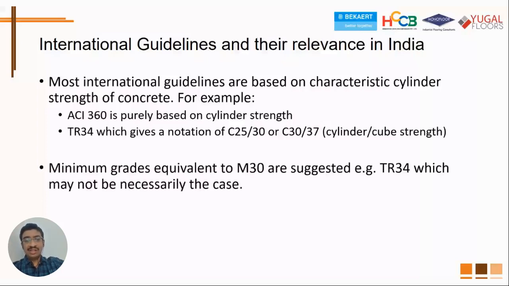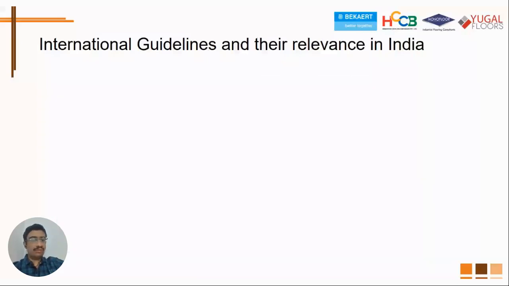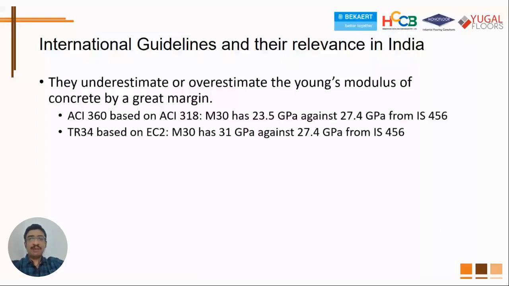This also has an importance for the properties itself, which I'll talk about later. But minimum grades, for example, TR34 gives you such a table where the starting itself is from M30, which may not necessarily be the case in a lot of our sites, because of the availability of materials and so on, or the design need itself. So this is a question that again we need to ask, and also depending upon which code you're going for.